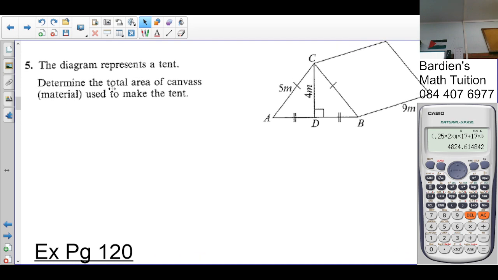Number 5, we are told that the diagram represents a tent. You guys know what a tent is, no? Yes. Right.